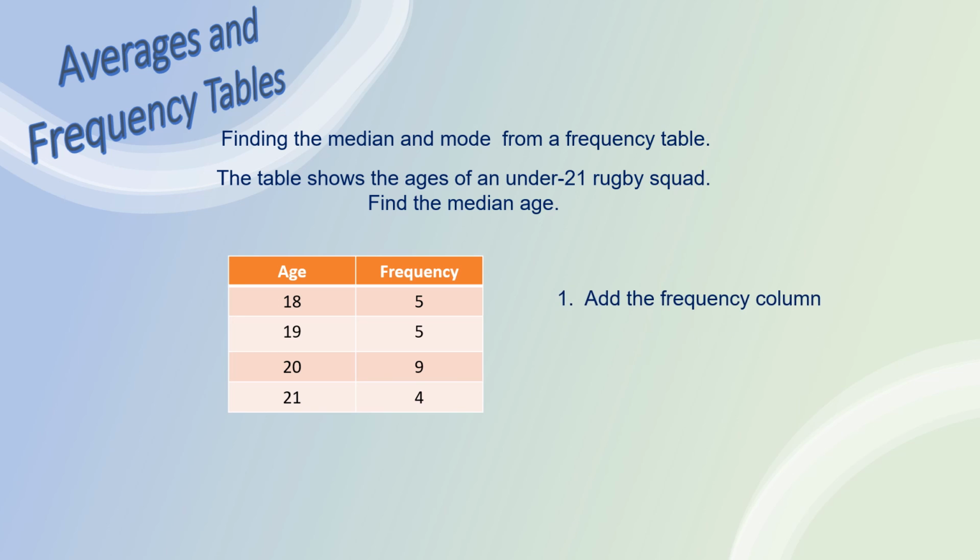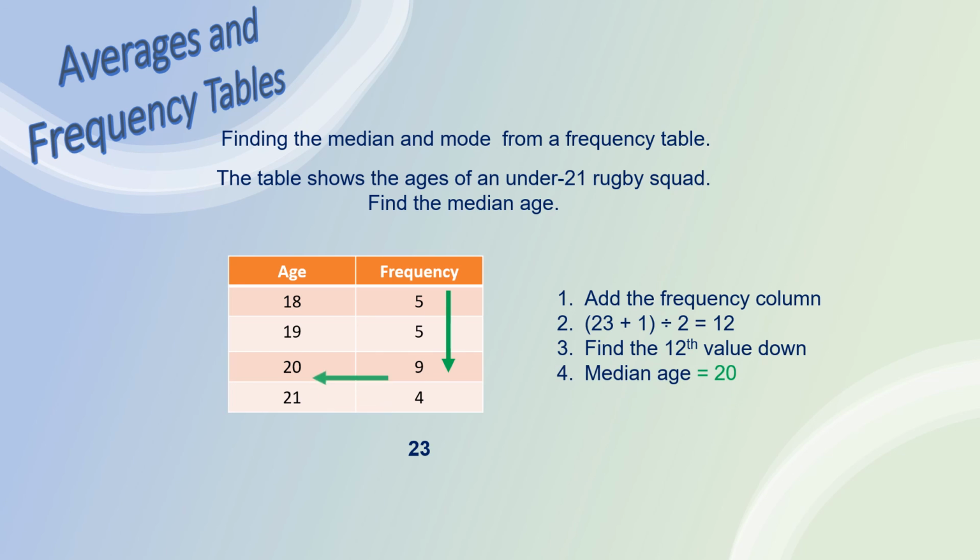So what you do is you add the frequency column, and you can see if you add that column up, it comes to 23. Now what you have to do with that 23 is add 1, to make that 24. And then you divide it by 2, and that gives you 12. So the next thing you have to do is find the 12th value down from the top of the frequency table. So you can see we go 5, 10, 11, and 12 is in here somewhere. So 12 will be down here. So you go to there, and then you simply go across, and you can see the median age is 20. And that's how you get the median. The main thing to remember is you have to add 1 to your frequency column, divide it by 2, and then count down the values from the top. So that's how you do the median.